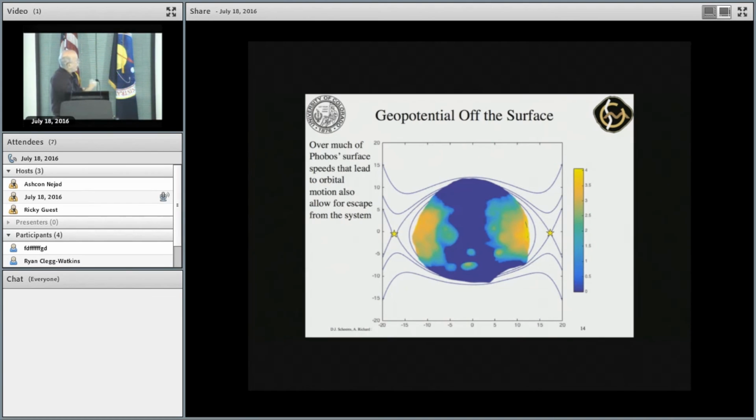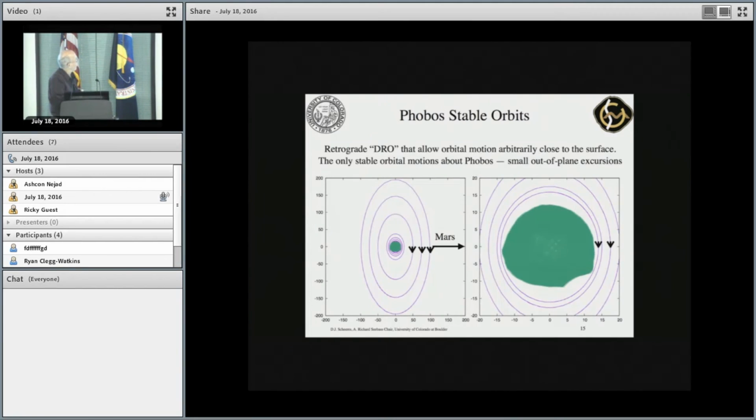We can also move off of the surface. Here's a plot of the two equilibria that exist for Phobos. And we've also done an analysis of orbital motion in the vicinity of Phobos. And we looked at a wide range of orbits. There's really only one class of orbit that is very safe for motion around Phobos. And these are these distant retrograde orbits that come all the way down, but they're actually very stable all the way down till where they skim the surface.